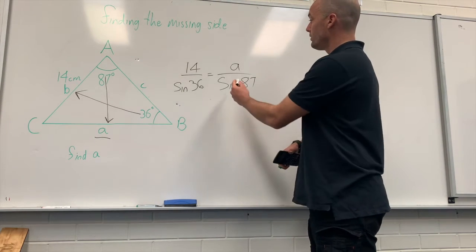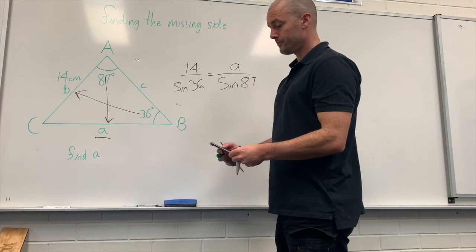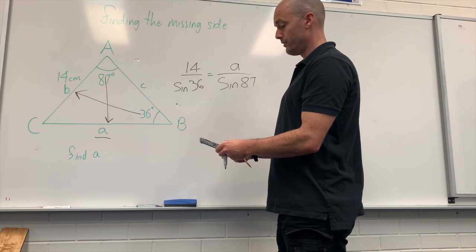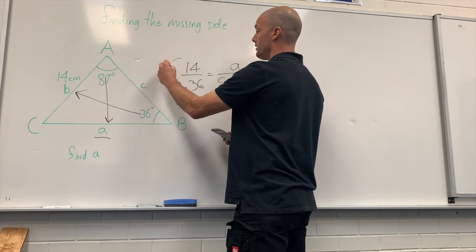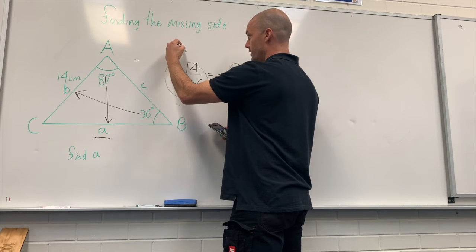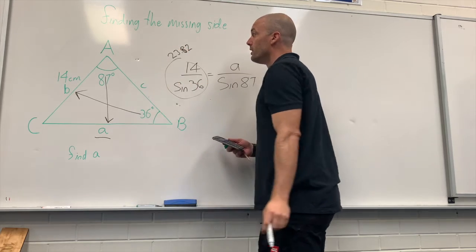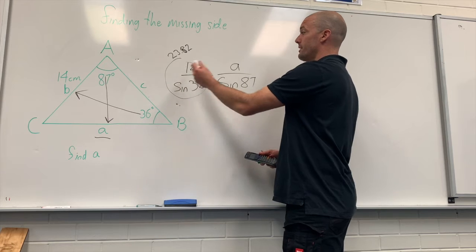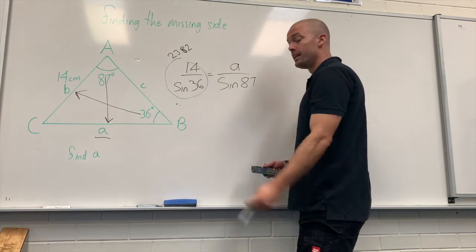So we can't do this one because we don't know A, but we can do this one. So on my calculator, I type in 14 divided by sine of 36. The answer to that is 23.82. So that's the answer to that one. Now that's the same as this. This also equals 23.82, but we want to find A.